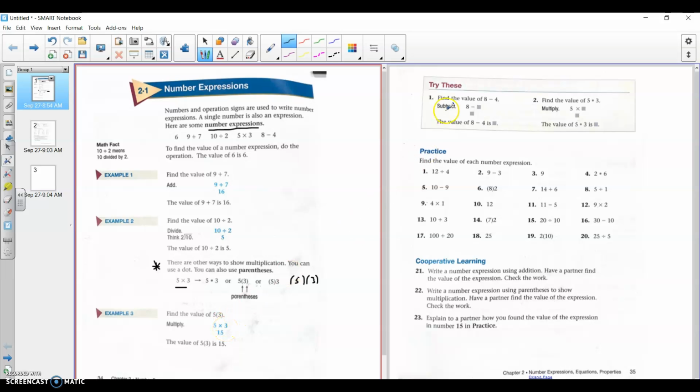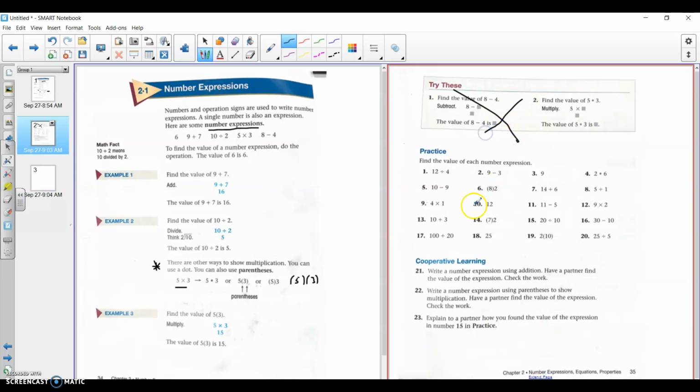So for your work on page 35, you're not doing the tan box, and you're not doing the last 3 problems. You are simply doing numbers 1 through 20, and it says find the value of each number expression. Basically, you are solving. That's what they're asking you to do. Okay? So for this one, I'm going to ask that you do write out the problem in your answer sheet with the answers in red. So write out the problem in black font, and your answers are in red font. You may begin 1 through 20.